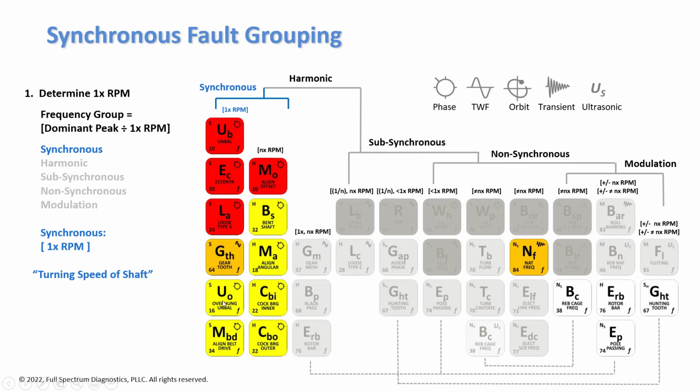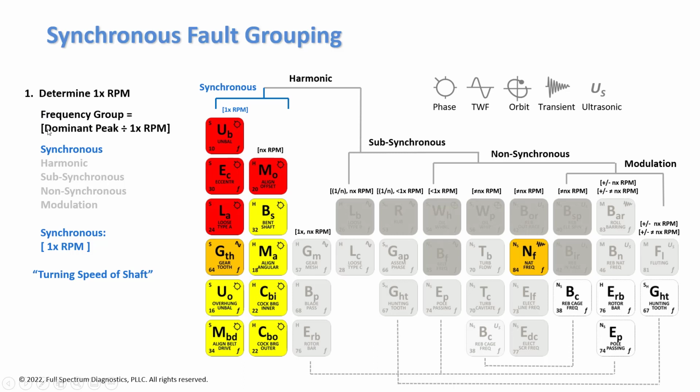There are 11 faults over here in the synchronous columns. The natural frequency is based on mass and stiffness, so it can be anywhere in the spectrum. So we're going to have to prove that it's not one of these faults, and we're going to have to prove or disprove if a natural frequency is involved. So we've determined 1 times RPM.